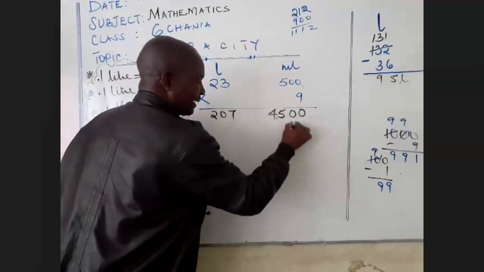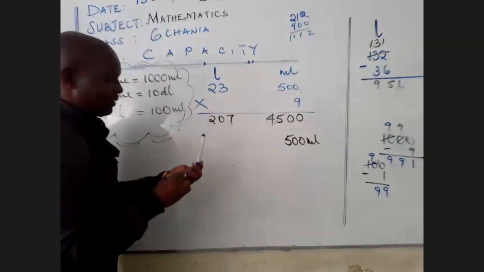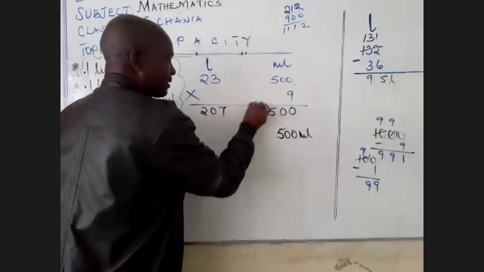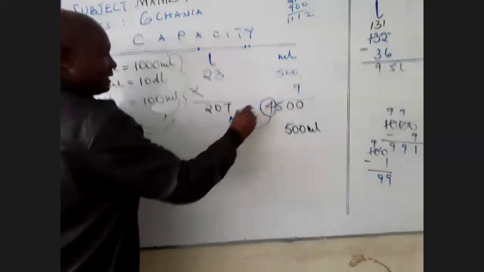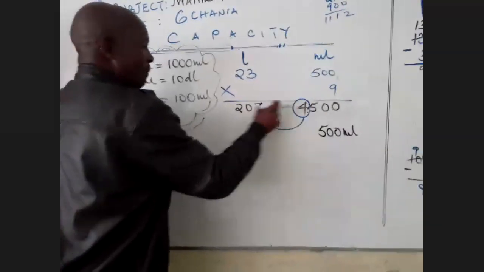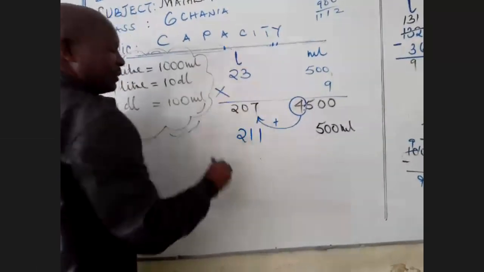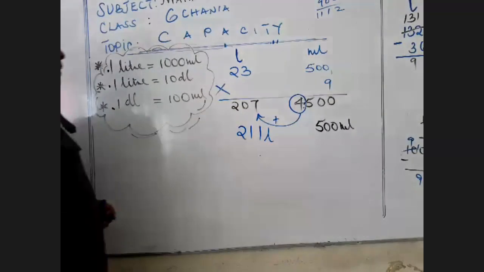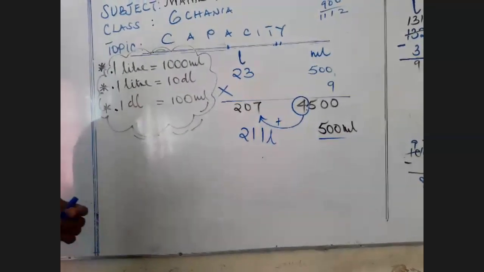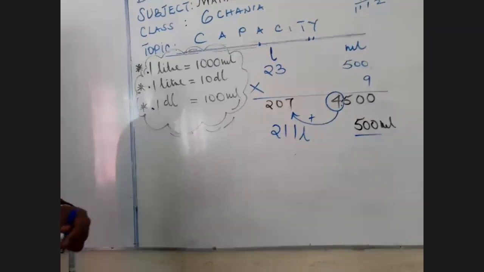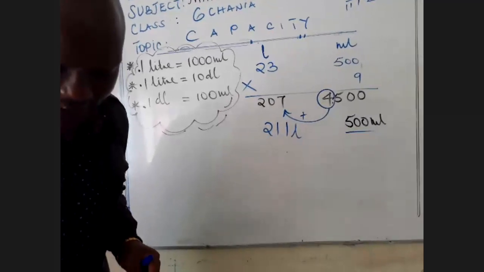So what it means here is 500 milliliters. And whoever has been locked out is 4. Move him to that level. Add to the 7. 4 plus 7 is 11 and 2. So you have 211 liters, 500 milliliters. Observe it again carefully. Check it carefully.